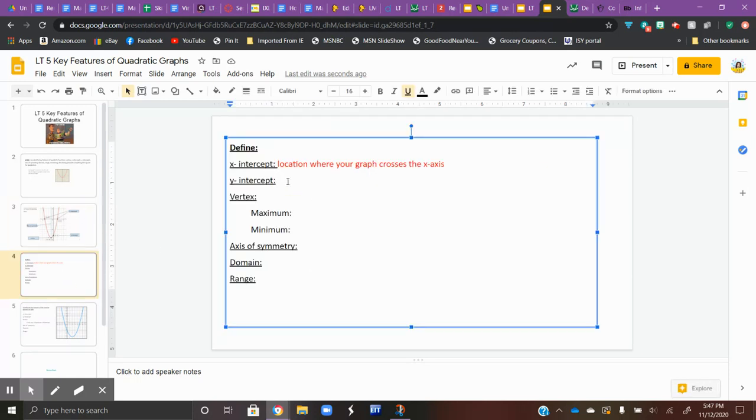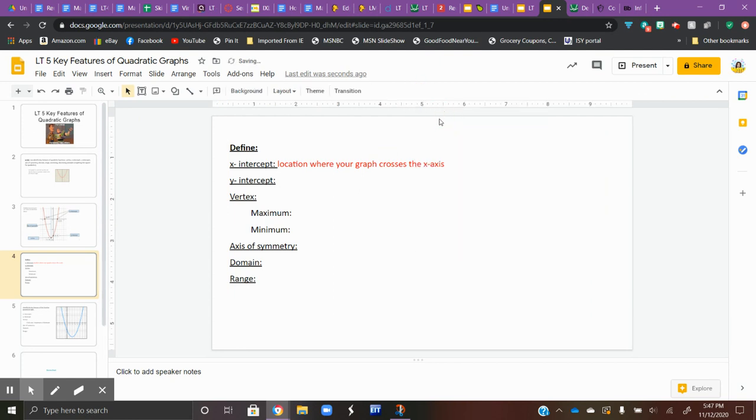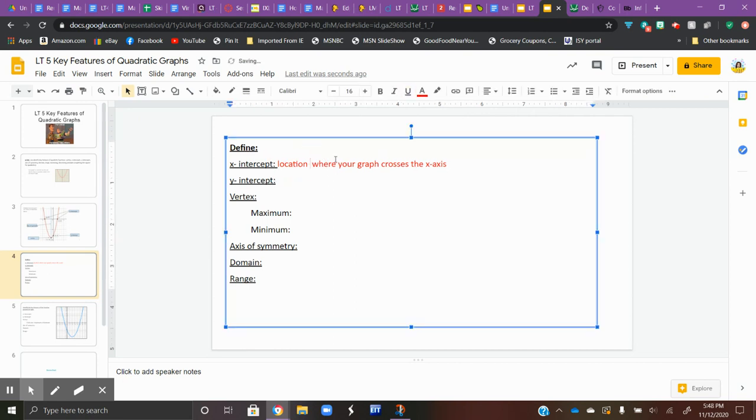And then we have our y-intercept. Very similarly, our y-intercept is defined as the location, and we can even say points. We'll add the word points in here. Location, points, y-intercept, same thing. The y-intercept is the location. In this case, it's just a point. It only crosses once, where the graph crosses the y-axis.